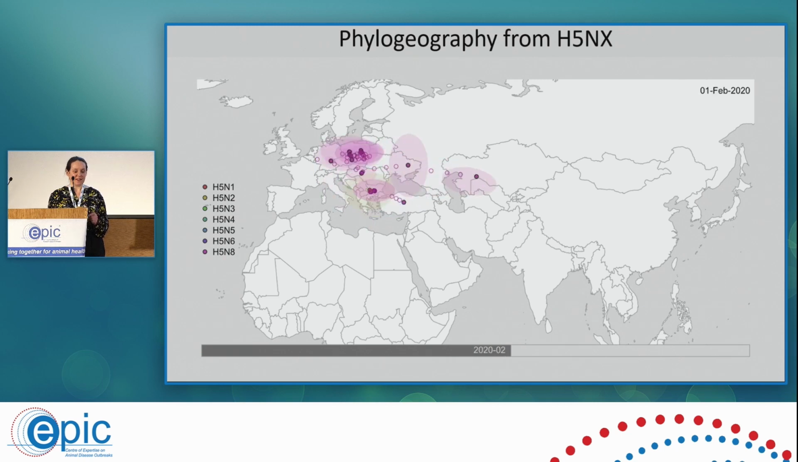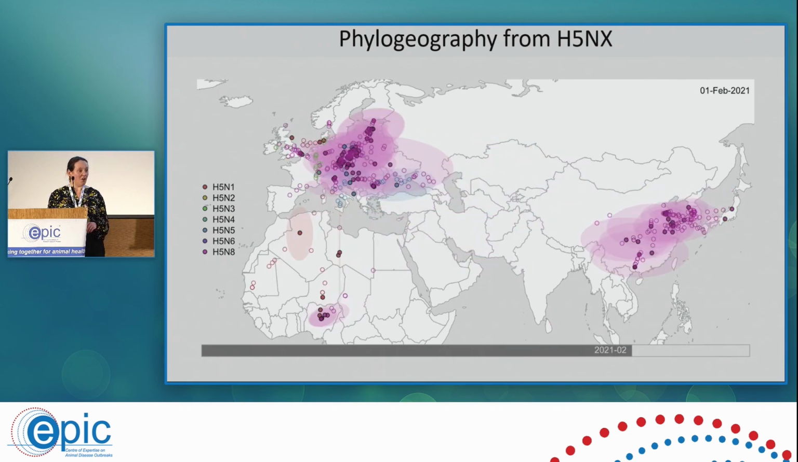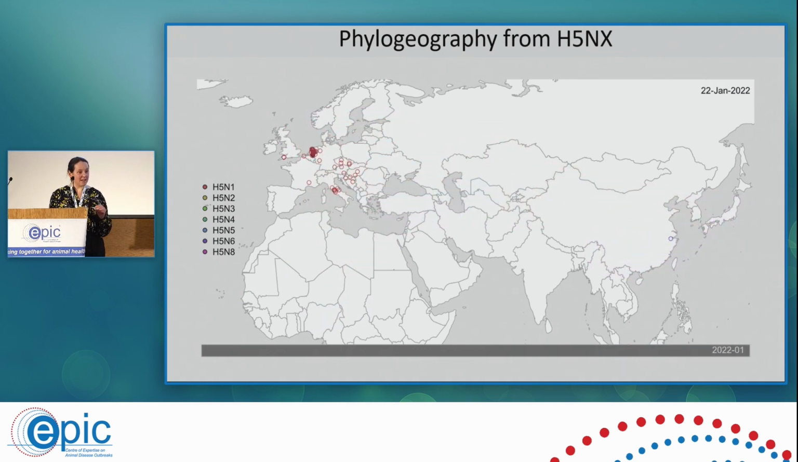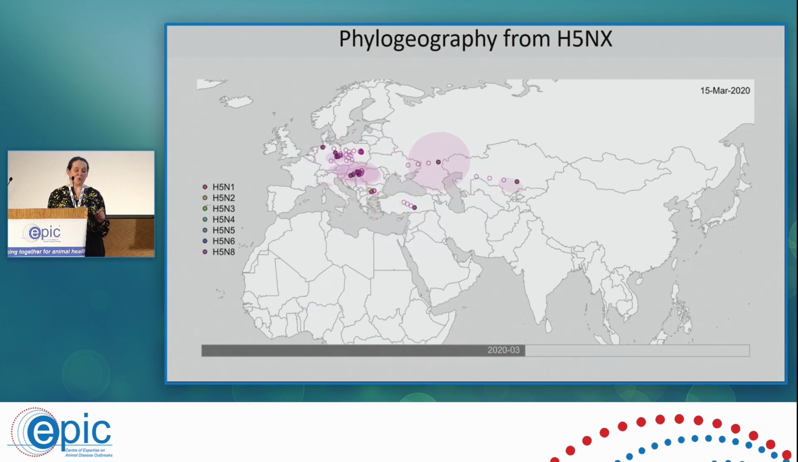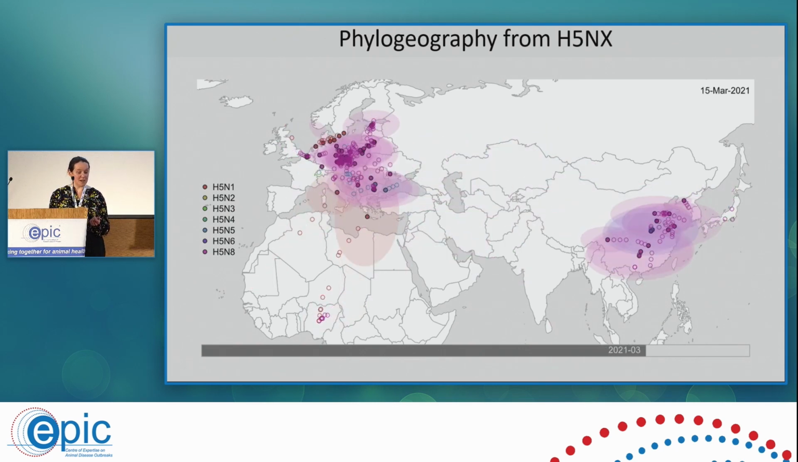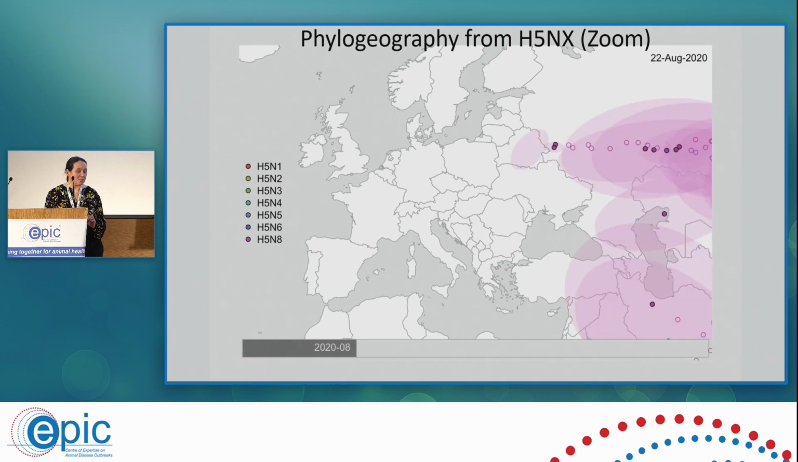And what you're seeing is a kind of quiet period and then an explosion of H5N8 coming to Europe, and then again a reassortment and an explosion of H5N1 into Europe. And if you look closely, you can see as well there are a few other small reassortments and transmission of other subtypes. I'll just zoom in a little bit as well.